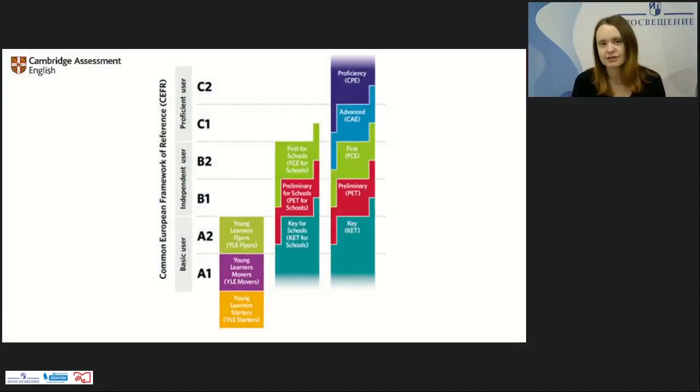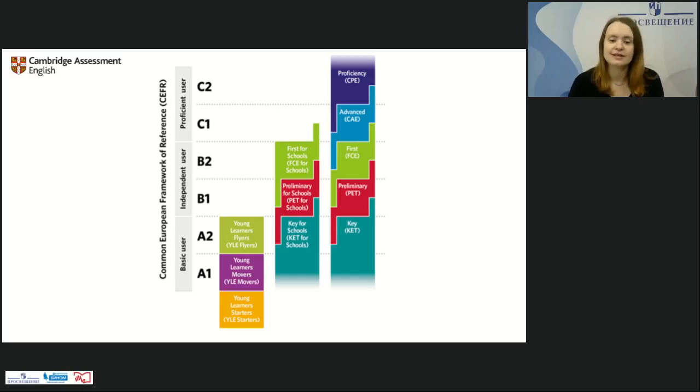The exams, the young learners' qualifications, are pre-A1 starters, A1 movers, and A2 flyers. And these qualifications are aimed at the ages at pre-primary and lower secondary school, and that's going to be from 7 up to 12 years old.